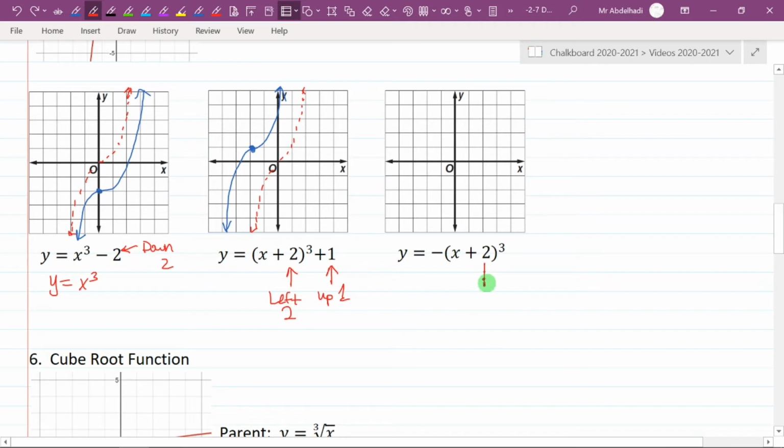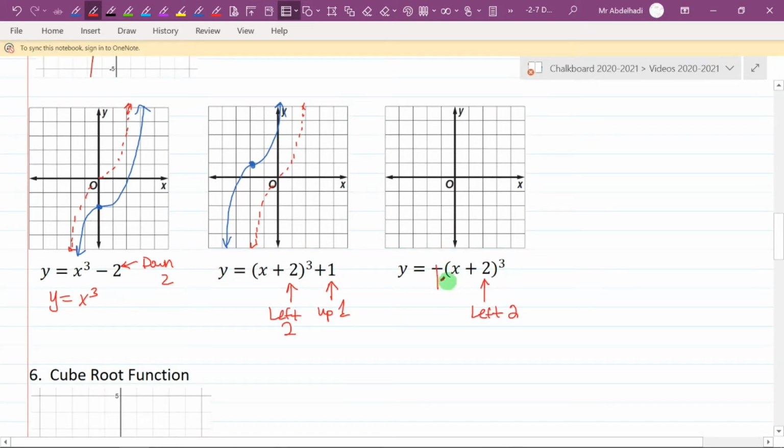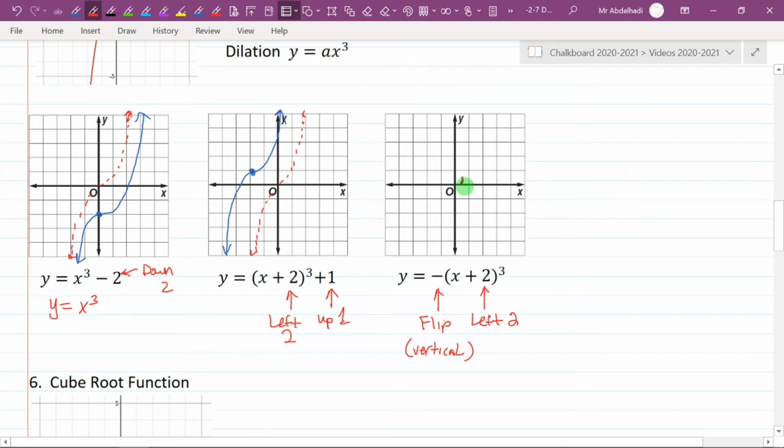There is a 2 inside the parentheses, a plus 2, so this must mean left 2, just like it was over here actually. And there's a minus right after the equal sign, which is a vertical flip. Okay, so you start by drawing your parent function as a dotted line. And now we're going to do 2 things. We're going to go to the left 2, and we're going to flip upside down.